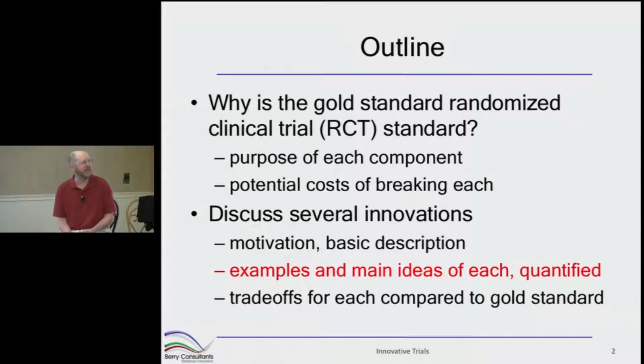When we're talking about innovative trials, by necessity, we're talking about breaking a few of those components or doing them differently. And so what we're going to do today is talk about a number of innovations, and talk about the motivation for each one. As opposed to the first webinar, we're going to give examples and some main ideas of each one of them. So we're going to start to quantify some of what they do and why, and certainly all of the trade-offs involved. If you pick an innovation, sometimes there's, quote, a free lunch. Other times you have to account for the sample size might be increased, the power might be decreased, and you have to weigh the trade-offs involved in that.